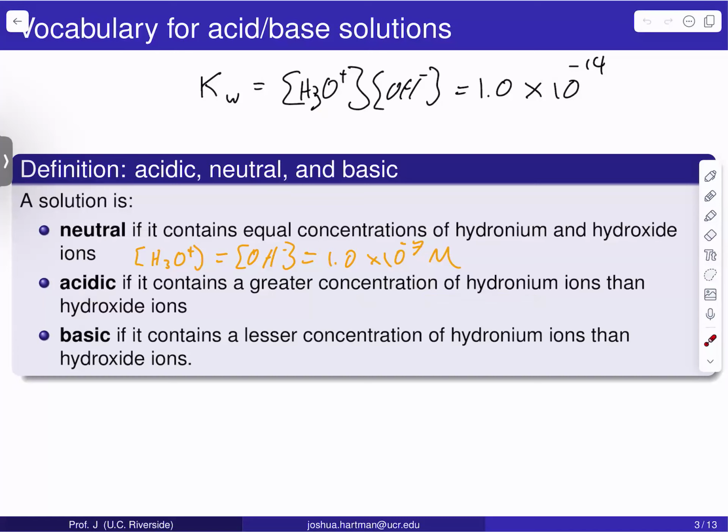Conversely, if a solution contains a smaller concentration of hydronium ions, then we are going to classify that solution as being basic. And so we take the product of both of these. In all cases, we'll get that Kw value. But again, it depends on how this ratio is set up. More hydronium, acidic; more hydroxide, you get basic. Equal amounts, you have a neutral solution.